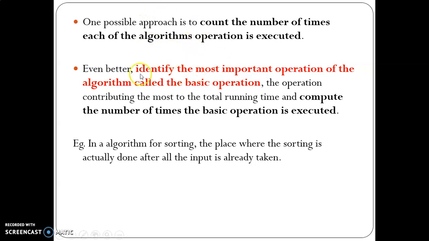And even better will be to identify the most important operation of the algorithm, known as the basic operation, and then the time taken by the basic operation will become the complexity of the algorithm. So in a sorting algorithm, the place where the sorting is actually done after all the input is taken, that is where the basic operation is getting performed. Now let us look at some examples to understand this better.